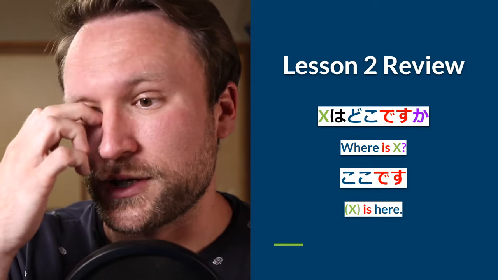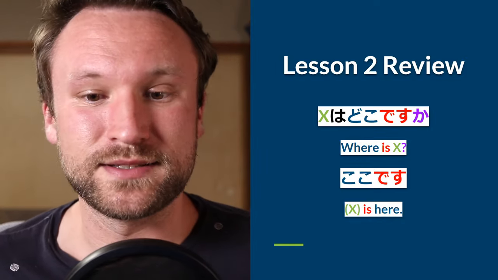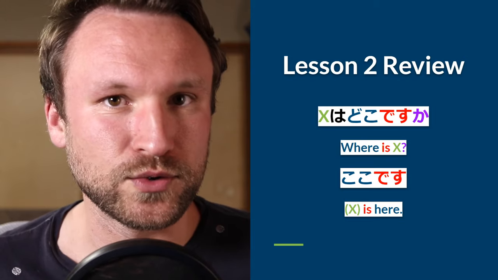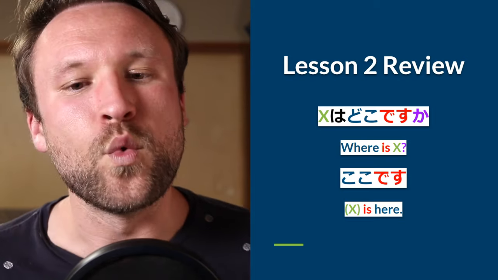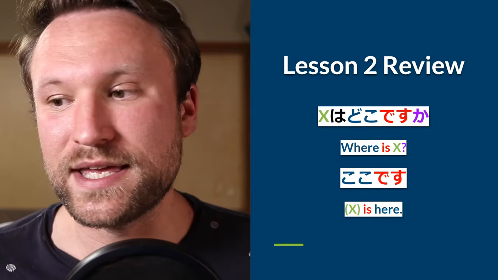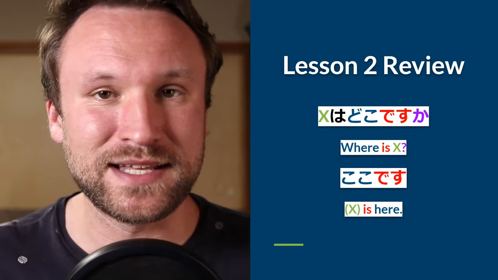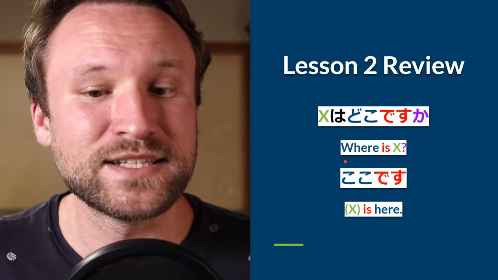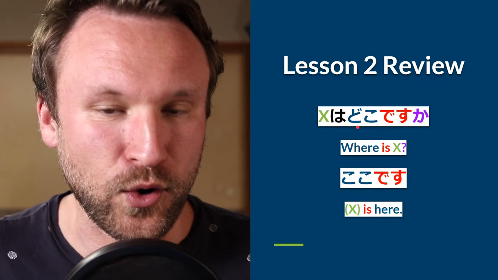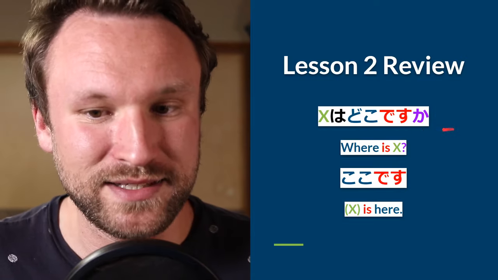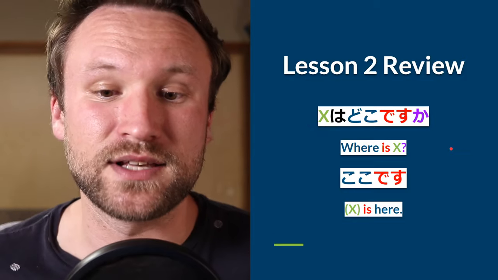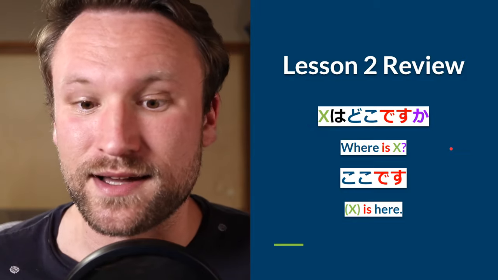So we got to review a little bit from lesson two before we jump into this. In lesson two, we learned to use words like koko, doko, soko, asoko, which is where, basically. It means where is something. So for example, in the sentence, X wa doko desu ka? This sentence means where is X? Because doko is where, desu is, of course, is and ka is the question marker. So where is whatever the noun is, X. X wa doko desu ka?